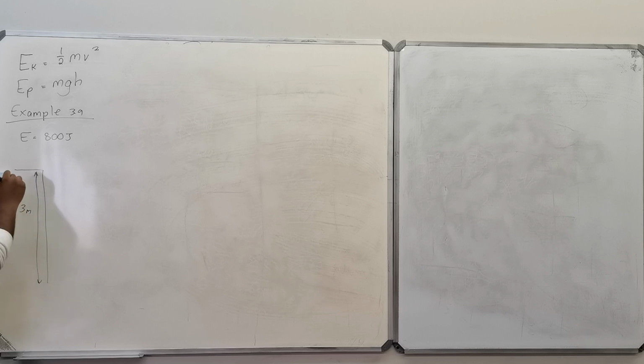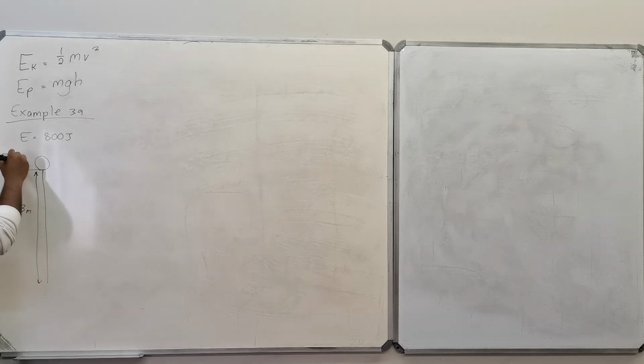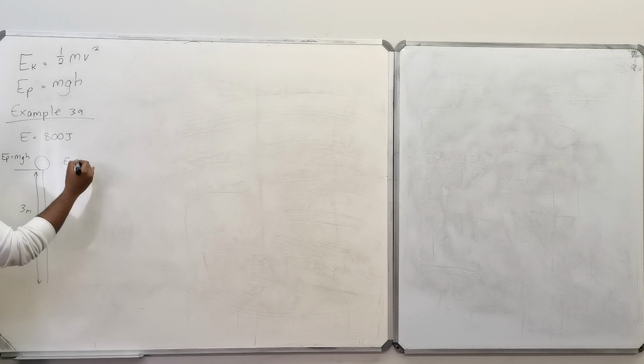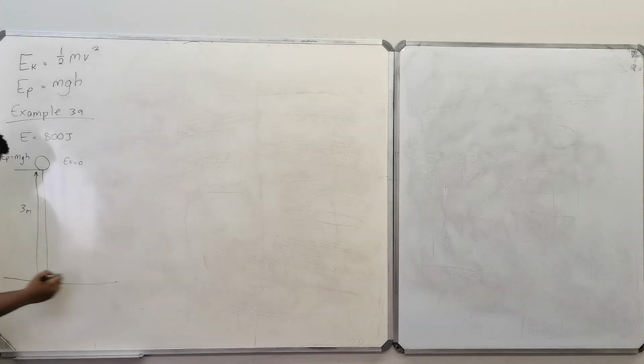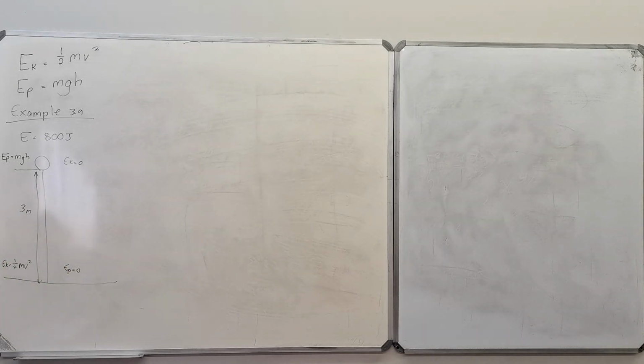If the object is allowed to free fall, what will its kinetic energy and potential energy be before it reaches the ground? Exactly like what we said before, at the start its potential energy will be equal to mass times gravity times height, and its kinetic energy would be zero. Just before it hits the ground, your kinetic energy would be equal to half mv squared, and your potential energy would reach zero because your kinetic energy is now at a maximum.